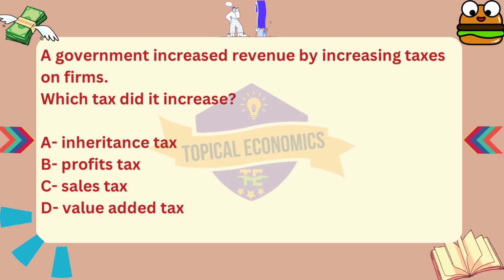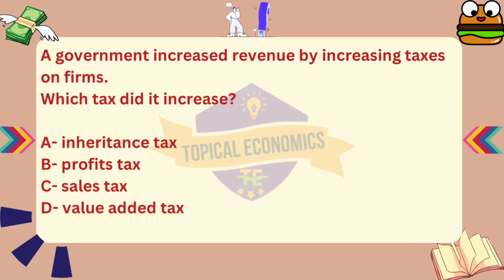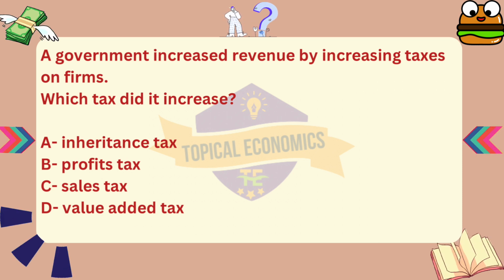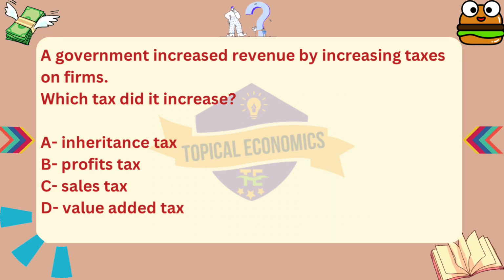The correct answer for this question is option B, profits tax. When a government increases revenue by raising taxes on firms, it is most likely increasing the profits tax, also known as corporation tax. This tax is levied on the profits that businesses or firms make. By increasing this tax, the government directly targets the earnings of companies, thereby raising its revenue.